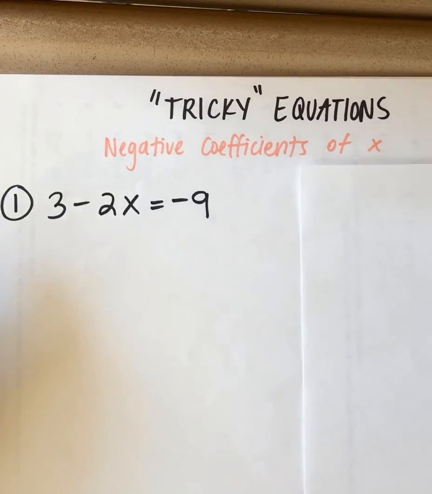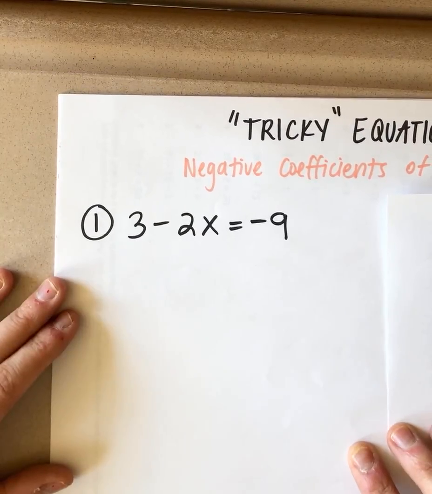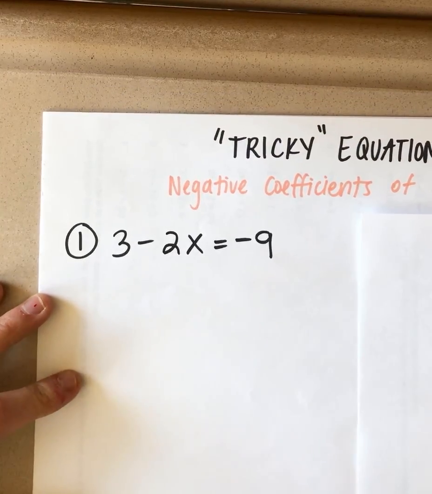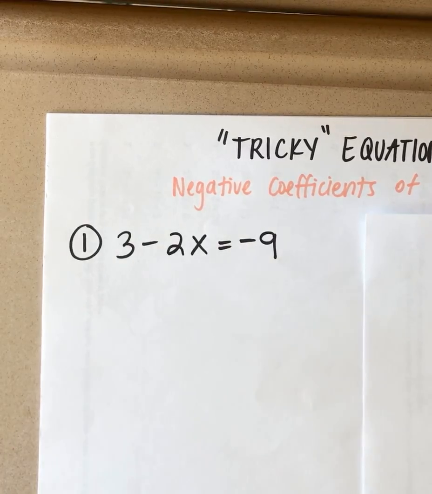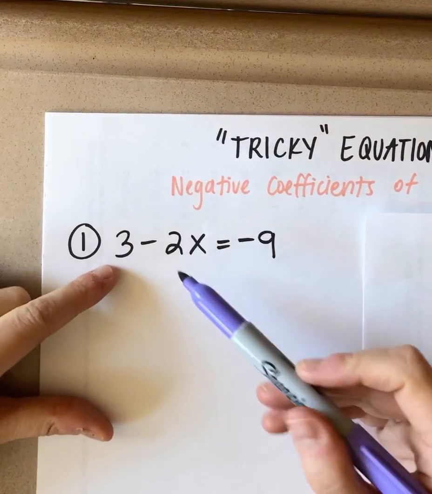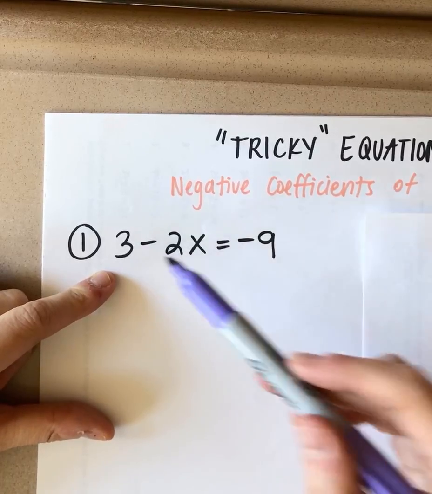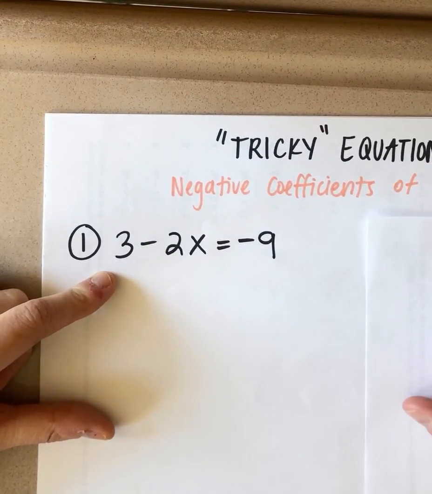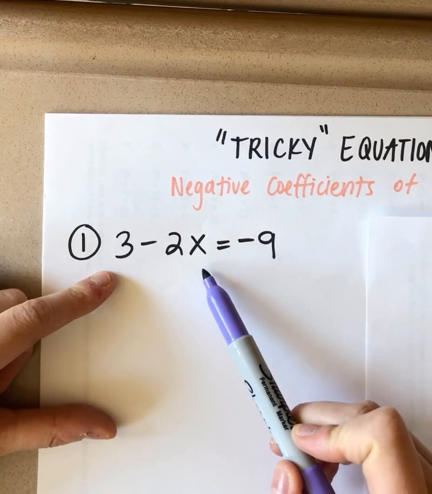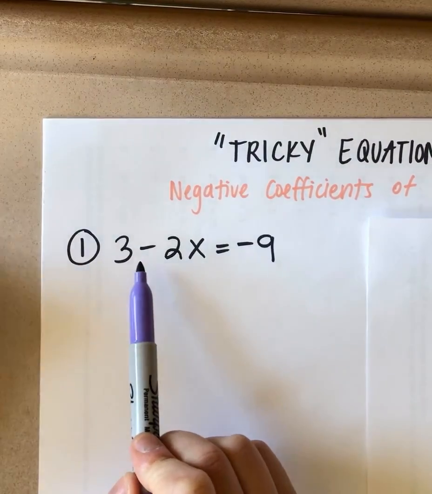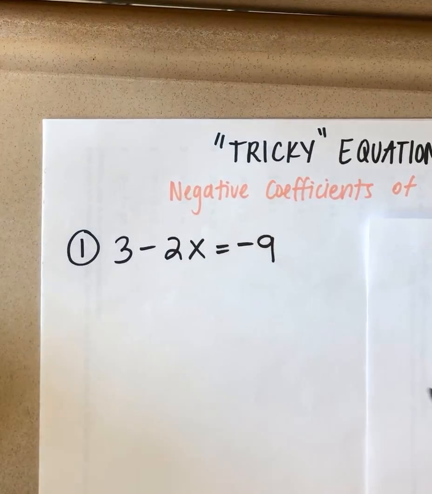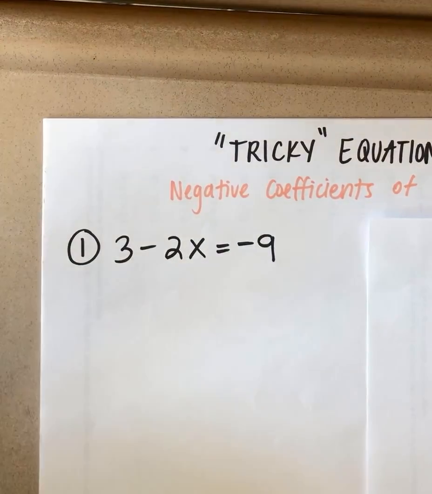So our first equation is this. 3 minus 2x equals negative 9. And as I look through this equation, I feel a little bit tricked right away because I'm used to seeing the x as the first term, but in this case it's coming up second. And I'm also feeling a little tricked because I'm subtracting it off, and we know that subtracting can make things a little bit more confusing.